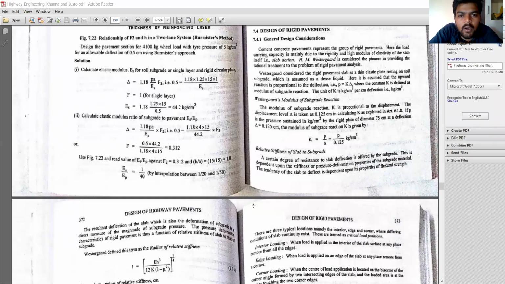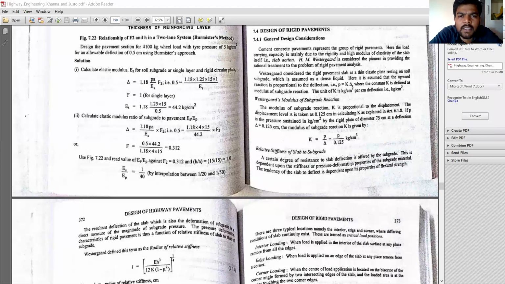Okay. Good morning, everyone. Today we will start with the design of rigid pavements. In the design of rigid pavements, there are two important factors we are going to study. Out of these, the first one is modulus of subgrade reaction.